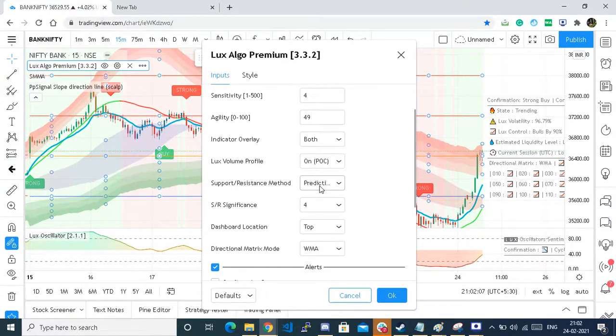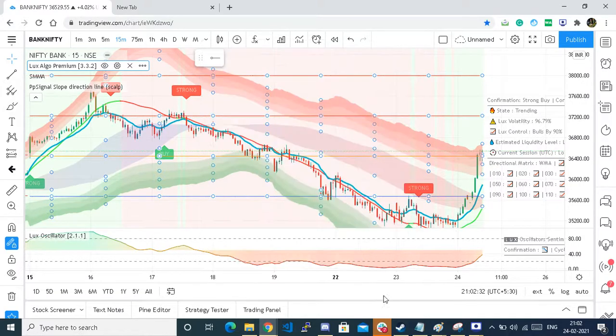In the support and resistance method, you can see there is predictive range. What I've selected is the predictive range. Basically, in a ranging market, you can expect the prices to be in the range itself, but when it breaks the range, you can expect the prices to go down, and vice versa when it breaks the upper range. So also you can select the predictive SNR, which is the support and resistance as well.